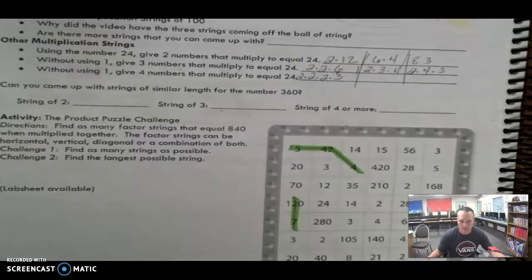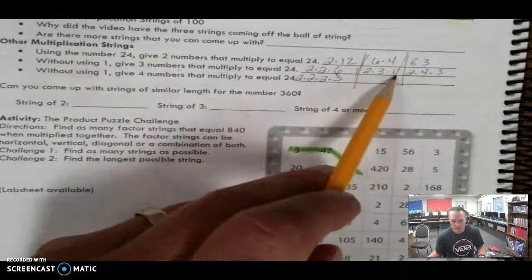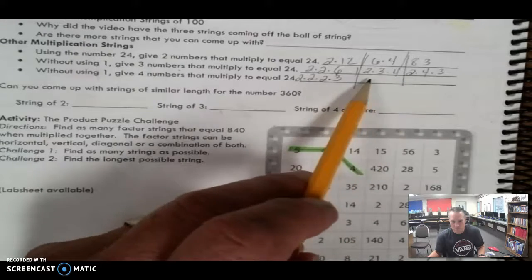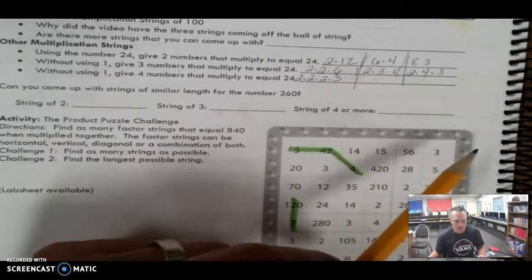So go ahead and pause the video and do it for the 4 and the 4. And so break it down. All right, so go ahead and pause that video.